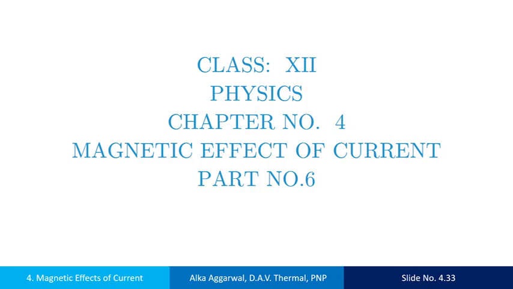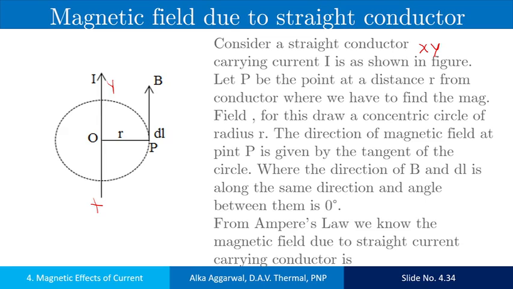Hello. In this chapter, we will discuss the magnetic field due to a straight conductor. Consider a straight conductor XY carrying a current I as shown in the figure. P is a point of observation which is at a distance r from the conductor.